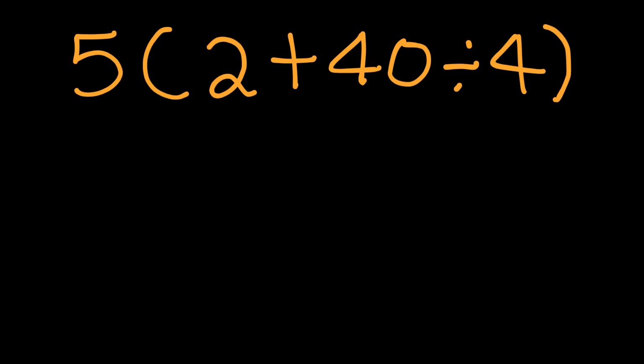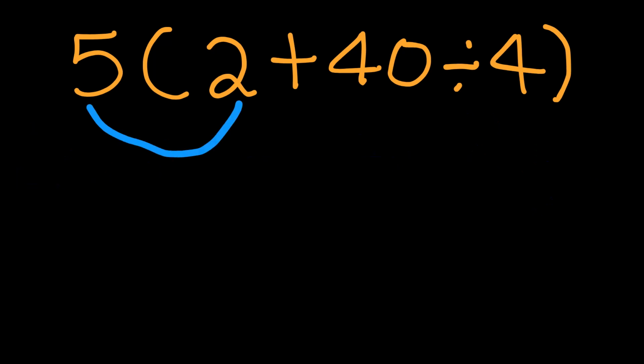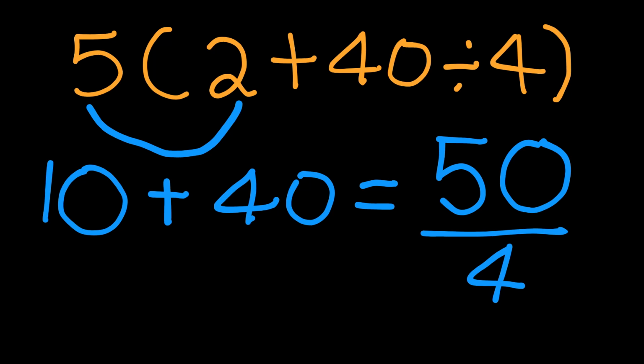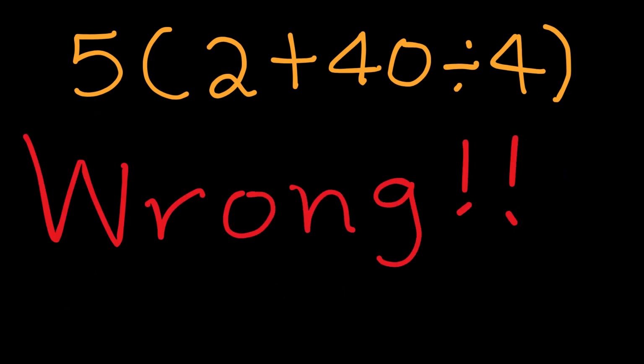Here's where people usually mess up. They solve it from left to right. Like this. 5 times 2 is 10. Then they add 40 to get 50. And finally, divide by 4 to get 12.5. That answer might look fine at first glance, but it's completely wrong.